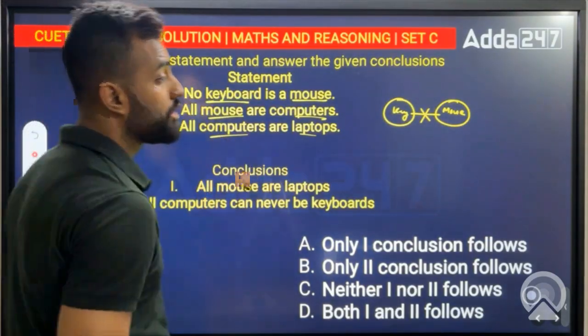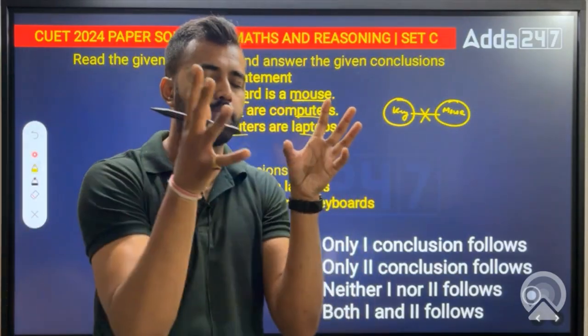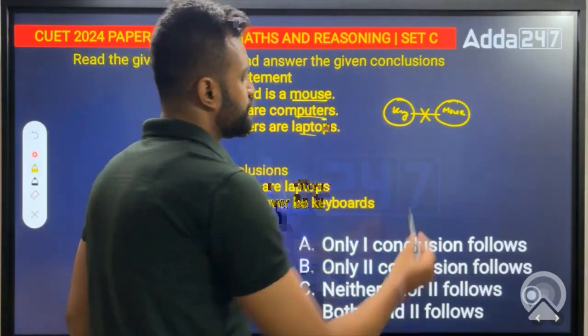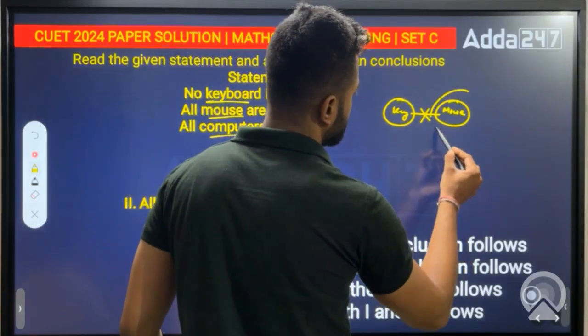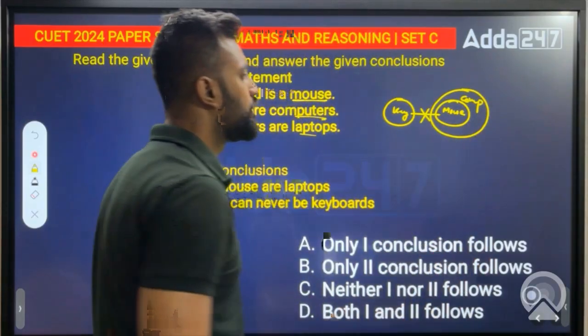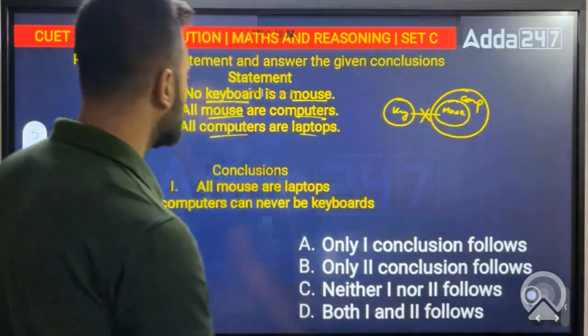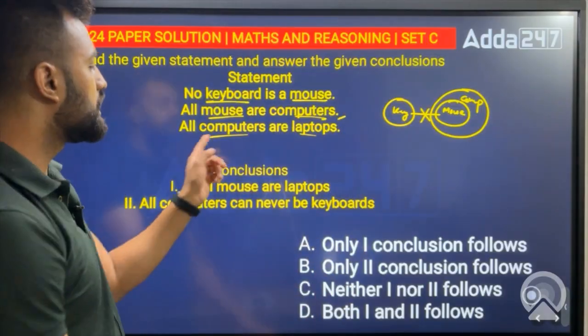Now, how to draw all mouse are computer? You just think all mouse should be inside computer. So you draw computer on the top of mouse like this. See, all mouse has come under computer. So all mouse should be inside computer. Done. Next, all computers are laptop.